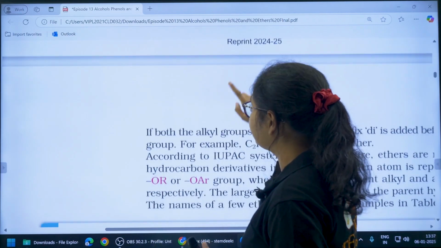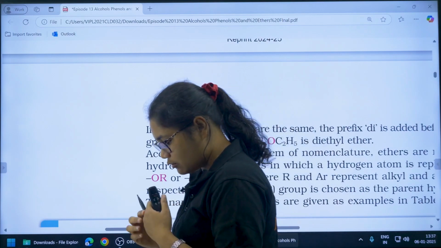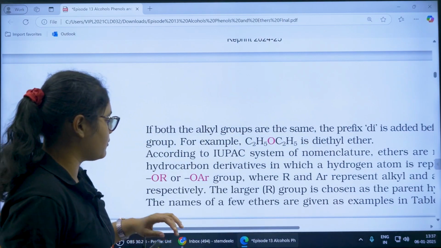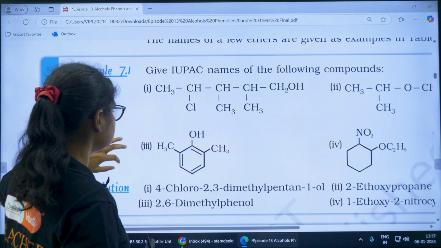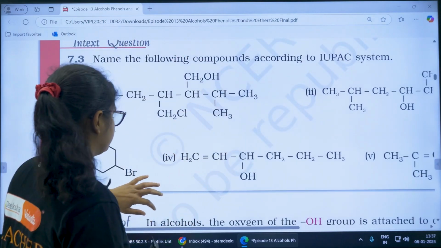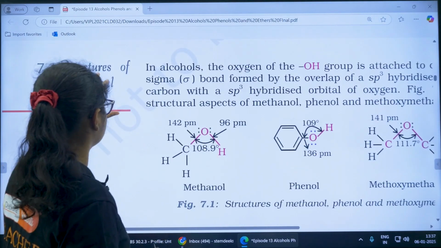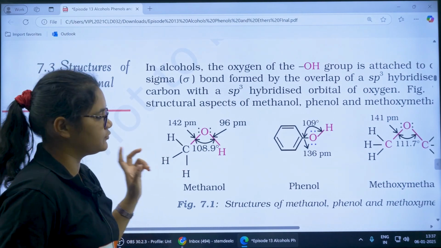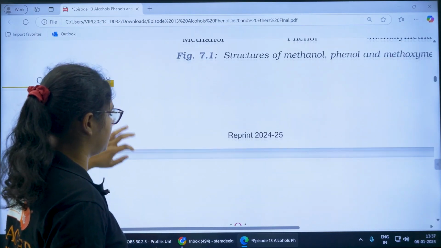Next, coming to the common names also. Now we will go towards the physical properties, I guess. Here you can practice IUPAC names; in in-text questions, IUPAC names also you should practice. Next, coming to structures of the functional groups. Here some very, very important questions are there.